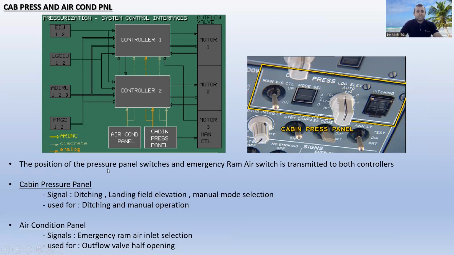So the position of the pressure panel switches and emergency ram air switch is transmitted to both controllers. From the cabin pressure panel, the signals are ditching, landing elevation, manual mode selection, and used for ditching and manual operation. And the air conditioning panel, the signals are emergency ram air inlet selection and used for outflow valve half opening, all right?